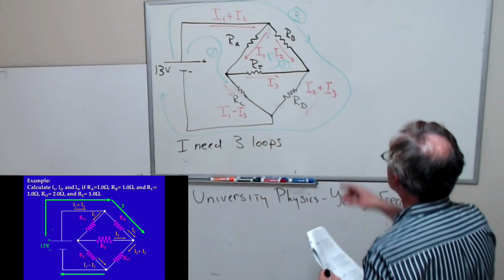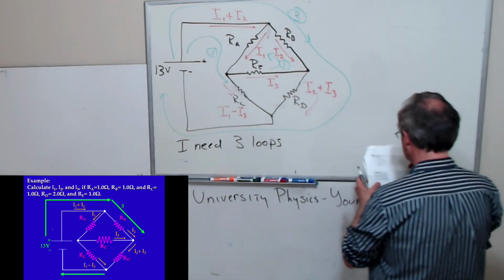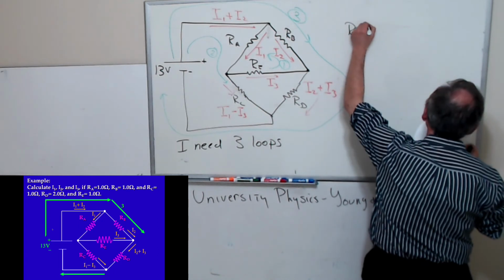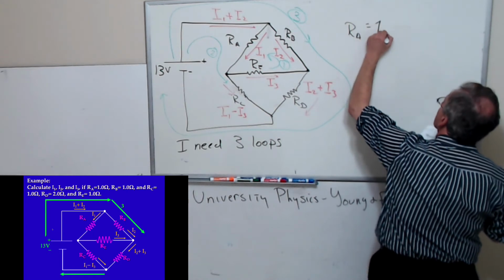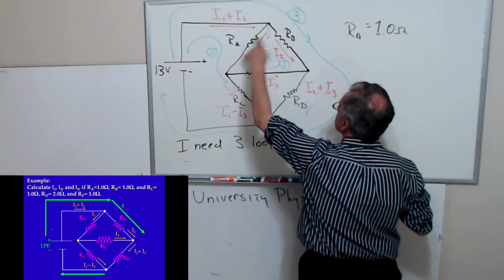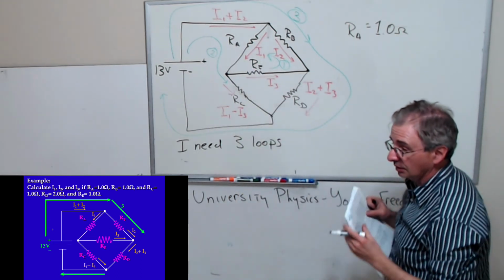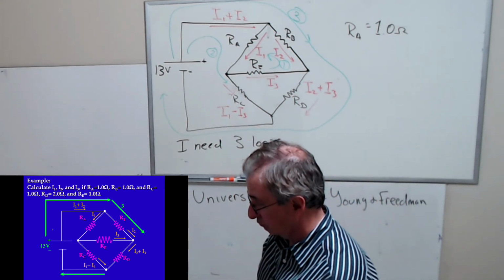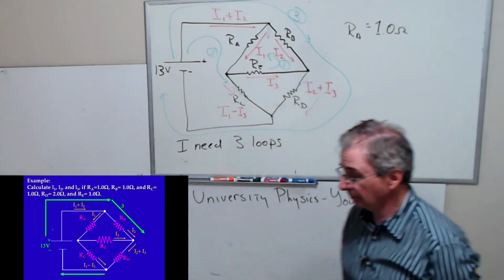Let's do this first loop. So let me write down the values of the resistances, okay? R sub A is 1 ohm. Wait, where does loop 1 start? Well, just this way. It doesn't matter where you start. I thought you had to start at the battery and end at the battery. No, you don't have to. You do have to include the battery in one of them, right?